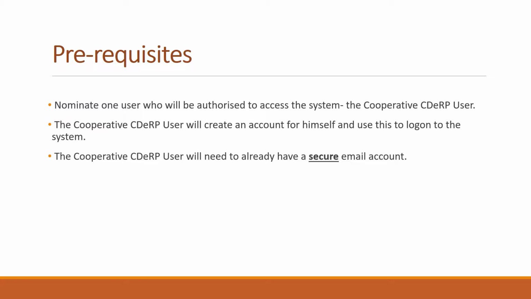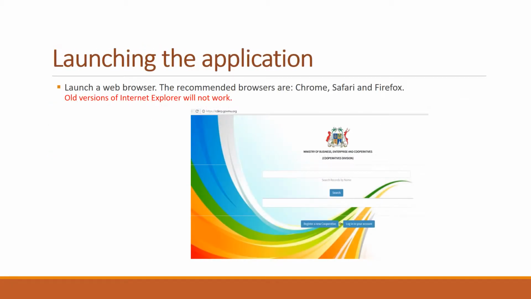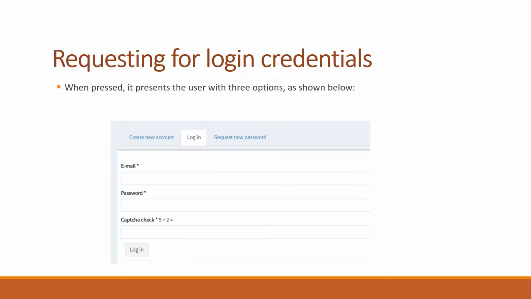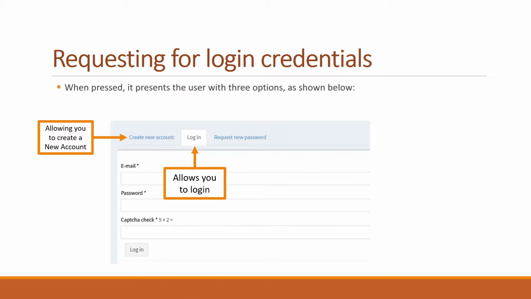So let's get started. To access the system, you must launch your web browser and type this URL to access the CDeRP portal. Then, press the button labeled Login to your account. When pressed, it presents the user with three options. The first option allows you to create a new account. The second one allows you to log in. And the third option is used when the system can recognize your email address but you cannot log in.